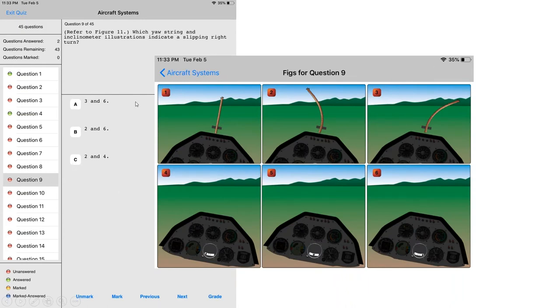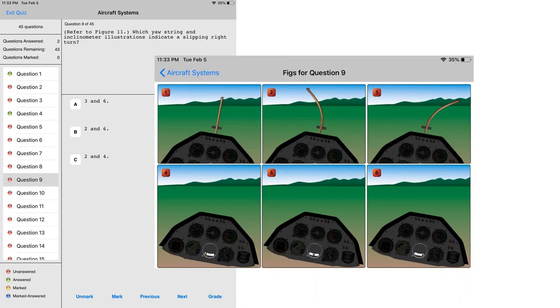So here's how these questions come about. Figure 11: which yaw string and inclinometer illustrations indicate a slipping right turn? Let's first look at the yaw string. Slipping, we're falling through the turn, so we don't have enough rudder in. Which one is it? We know it's not one, because that's straight back, that's coordinated. Let's just deal with the yaw string first. Is it two or three? Good job, because we're falling through, so that wind's coming this way.